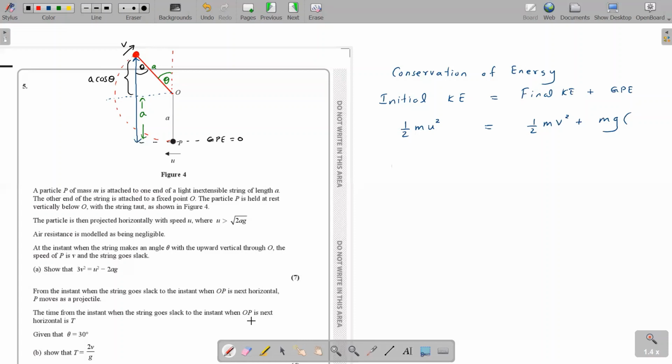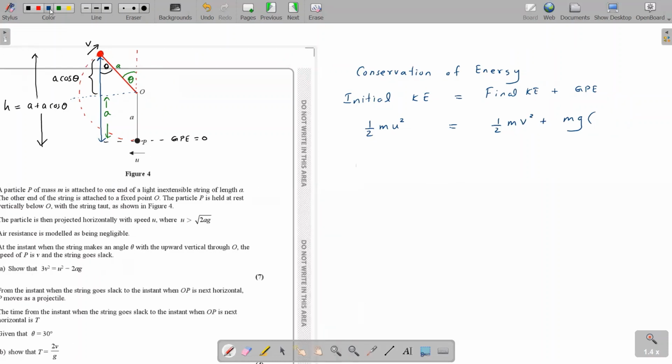A cos theta. So what's the total height then? The total height is A plus A cos theta. Are you with me? This is the total height. So into the value mgh is A plus A cos theta. So the whole equation has m in common, right? Shall I cut off the m? And shall I multiply everyone by 2?